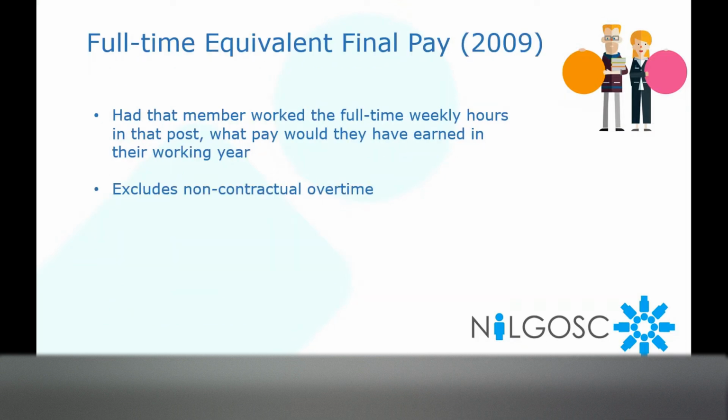Okay, so full-time equivalent pay. Had the member worked full-time weekly hours in that post, what pay they would have earned in their working year. So that would exclude non-contractual overtime. I should point out here, a lot of you probably have casual employees or employees on career breaks. For those members, we still require a full-time equivalent pay for the purposes of the annual benefit statement. And probably the simplest way of calculating that is just take the hourly rate times the full-time hours for the post times the number of weeks. So in effect, say £10 by 36 by 52 weeks, and that would give us the whole-time equivalent pay.